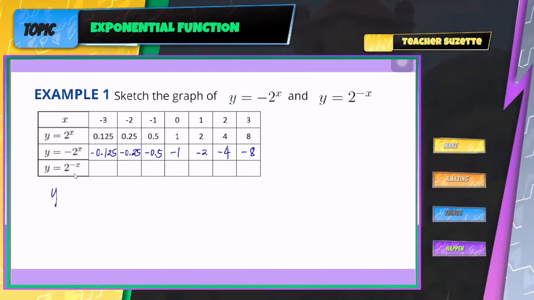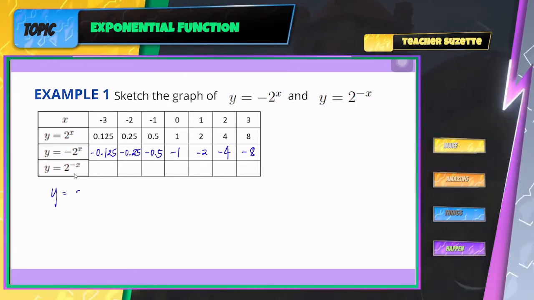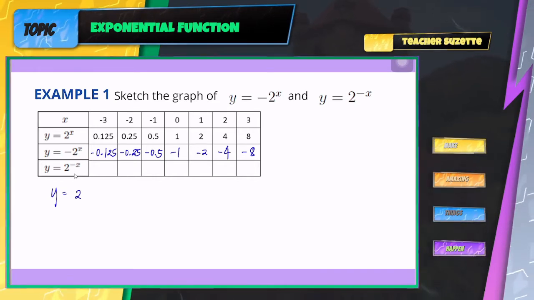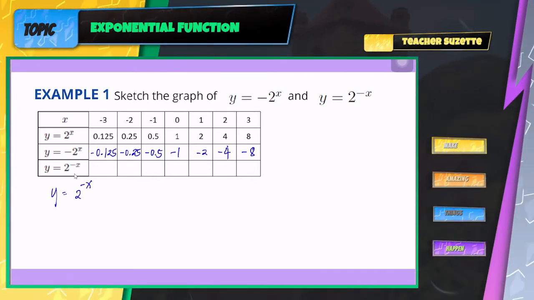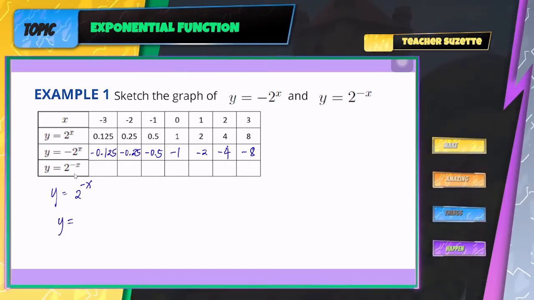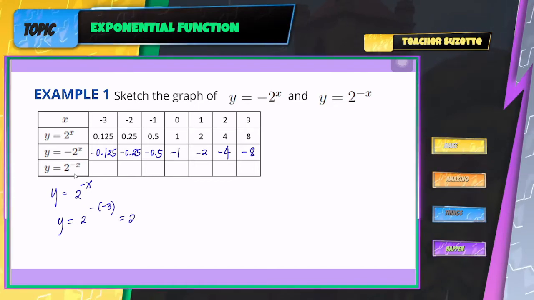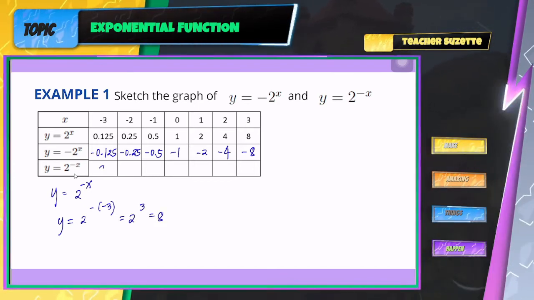So, simple lang po ito. Tulad lang din ng pag-evaluate natin ng ating function. We just substitute or replace the values of our x with the given values provided in our table. So, we will start with negative 3. If we have y is equal to 2 raised to negative times negative 3, you will have 2 raised to positive 3, which is equal to positive 8.